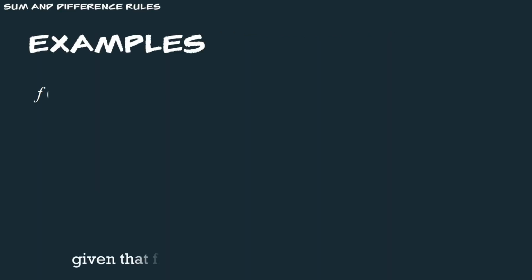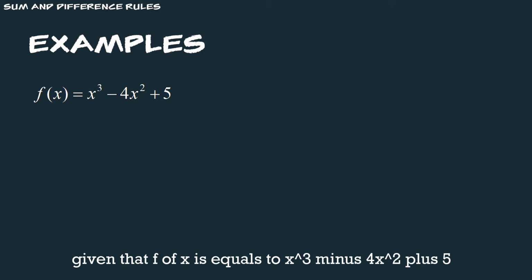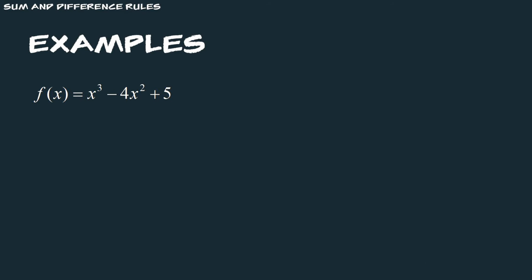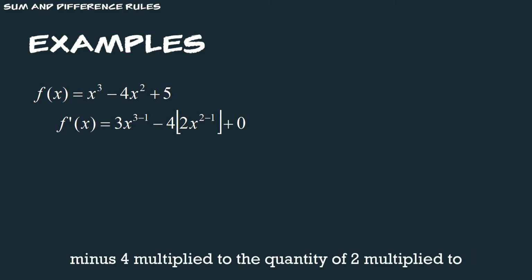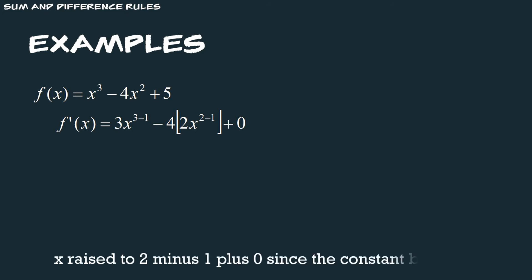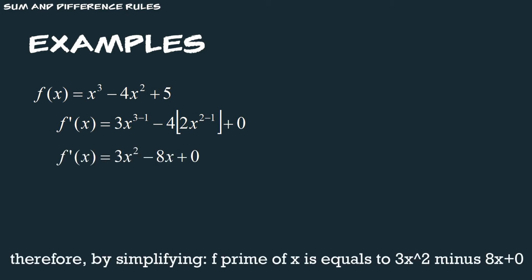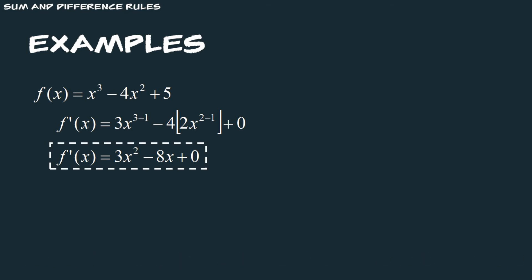Examples. Given that f of x is equal to x cubed minus 4x squared plus 5, f prime of x now is equal to 3 multiplied to x raised to 3 minus 1 minus 4 multiplied to the quantity of 2 multiplied to x raised to 2 minus 1, plus 0 since the constant becomes 0. Therefore, by simplifying, f prime of x is equal to 3x squared minus 8x plus 0.